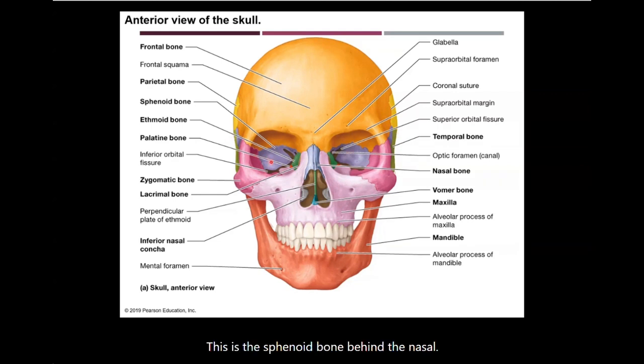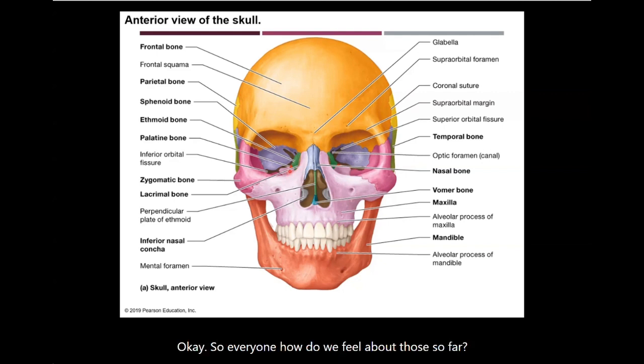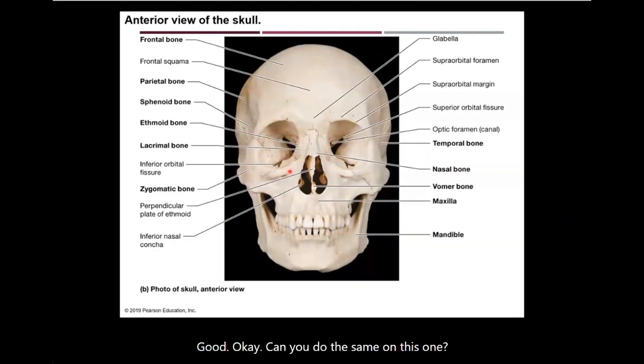This is the sphenoid bone. Behind the nasal, in the nasal area in green, we have the ethmoid bone, right? We can't see it clearly. We have a little bit of the lacrimal bone here and the palatine bone here, okay? So everyone, how do we feel about those so far? Good? Okay, can you do the same on this one? I think we can, right? Even though it's not colored.